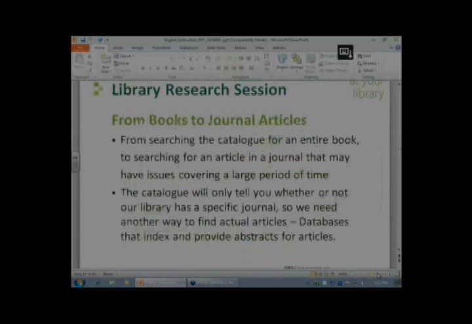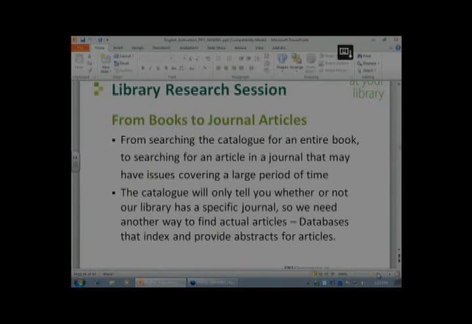Books to journal articles. We've been searching the catalog, looking at books. We did look at an electronic book. The catalog now will find some journals and even some journal articles. It will find book chapters. So the catalog isn't just for books anymore. It'll find a lot more things.